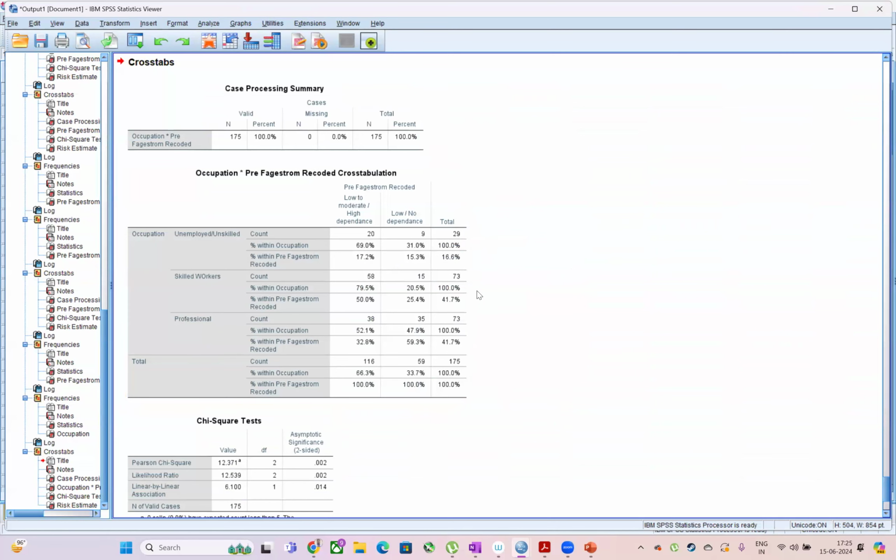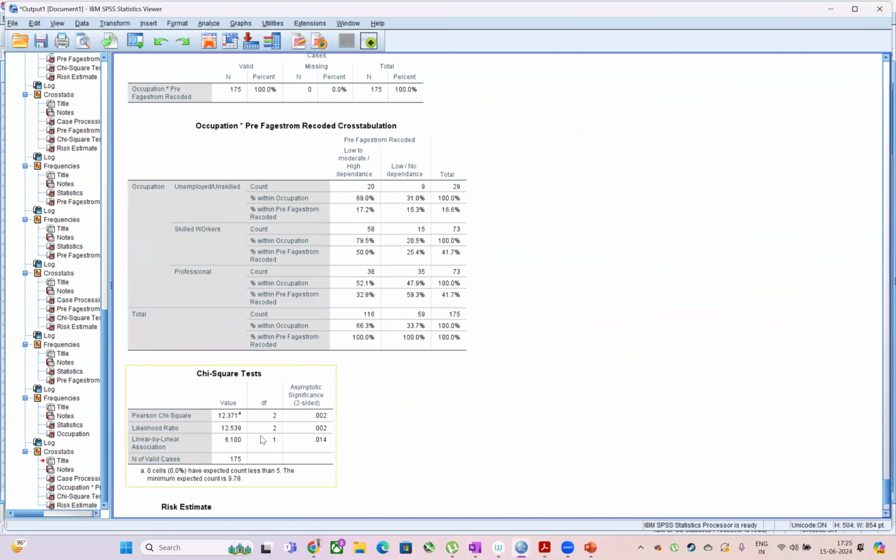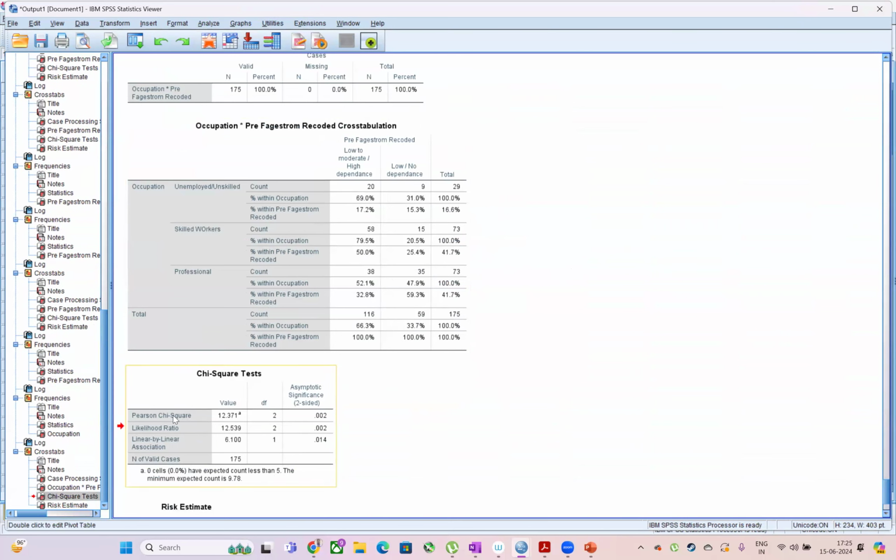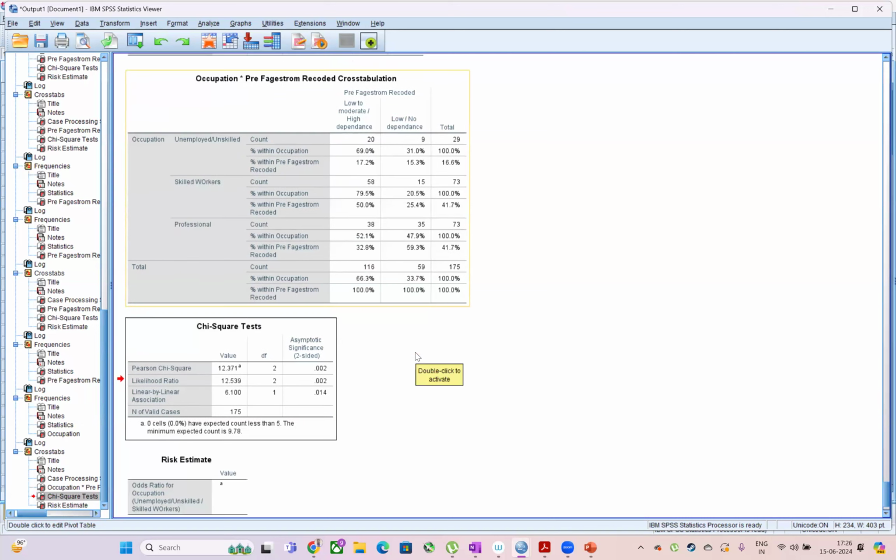I am not going to go into the detailed explanation of this table. What you want to see is the value of the chi-square. This Pearson chi-square value of 12.37 is the chi-square value. And here you have something called asymptotic significance, which is the p-value. The p-value is less than 0.05. There is a statistically significant association between occupation and nicotine dependence. This is what you are going to see over here.